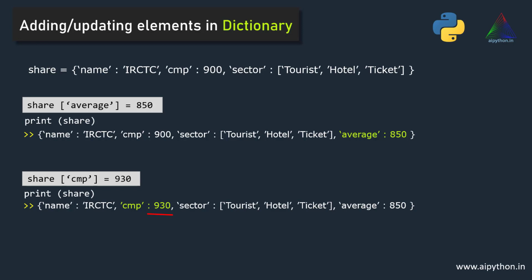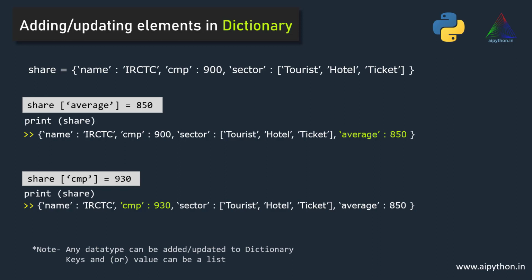So now in this case, the CMP will be updated with 930. This is the way of updating. The first example is for adding and the second example is for updating. In case the dictionary is too big and we don't know whether the particular key exists or not, then we can use this method. This will be pretty easy to implement.